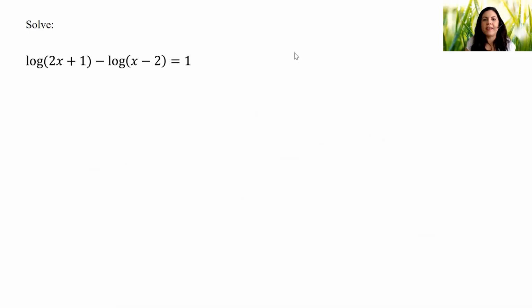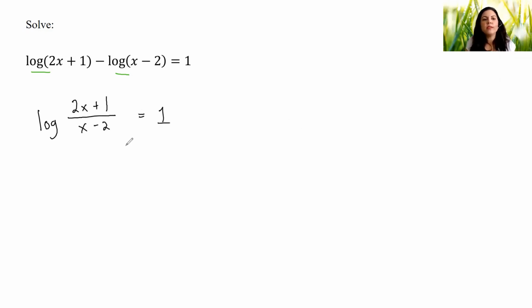So again, I notice I have two logarithms. We want to try to combine them into one, if possible. They have the same base. They're the common logarithm, base 10. They're being subtracted. So I can combine them into a single logarithm by using that quotient rule, by taking that first and dividing it by the second.